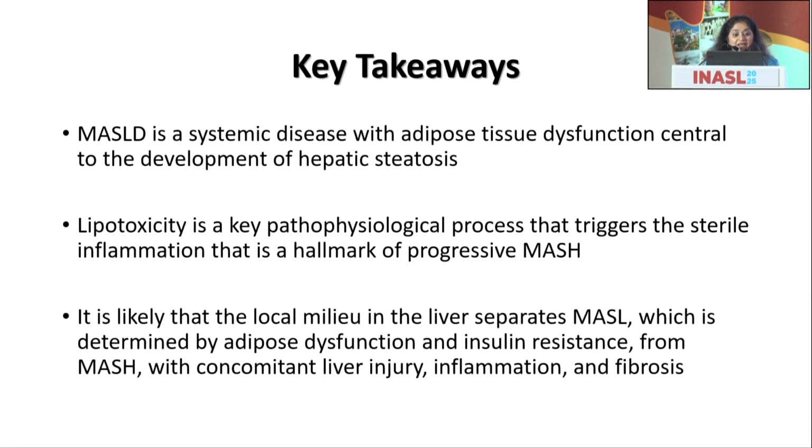So I will end by key takeaways that MASLD is a systemic disease where adipose tissue dysfunction is central to the development of hepatic steatosis. Lipotoxicity is a key pathophysiological process that triggers the sterile inflammation, which is a hallmark of progressive MASH. And it is likely that the local milieu in the liver separates MASL from MASH, which has injury, inflammation, and fibrosis. Thank you.